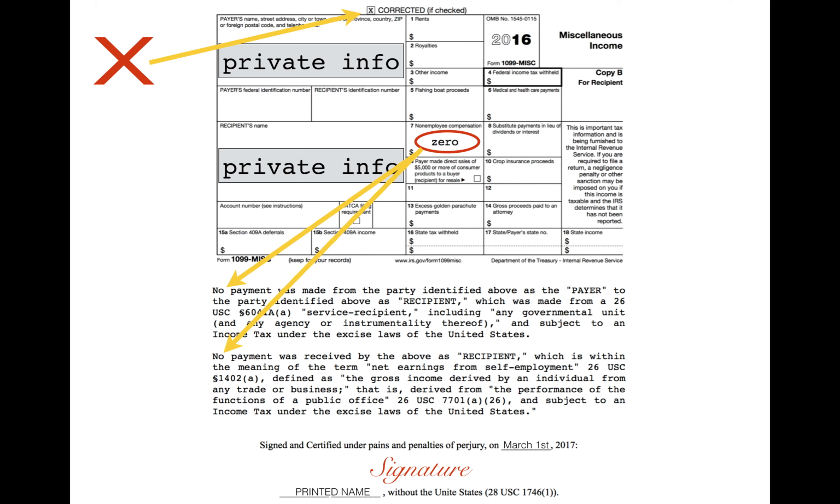And two, no payment was in the meaning of the term net earnings from self-employment, which is that gross income derived by an individual from any trade or business. That is, I did not perform the functions of a public office. Okay, and that allows me to put a 0 where that compensation is.